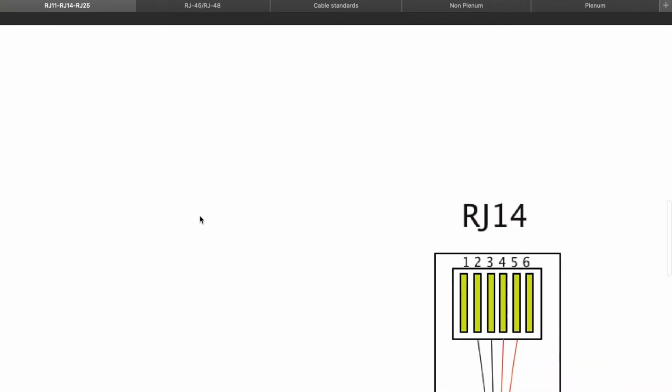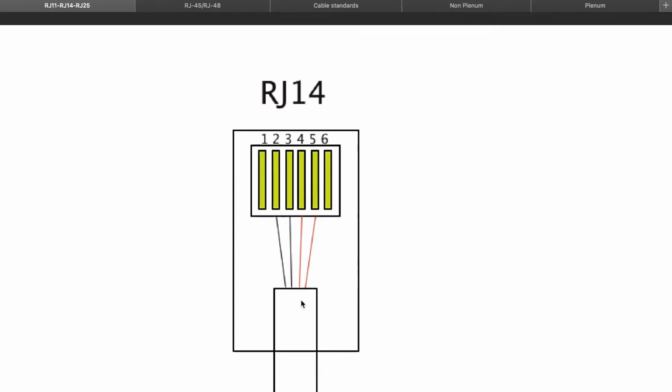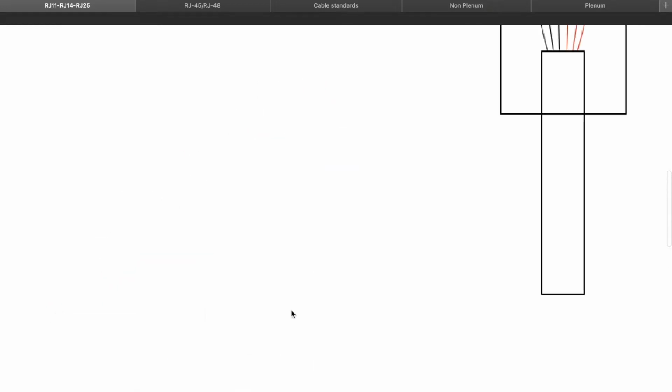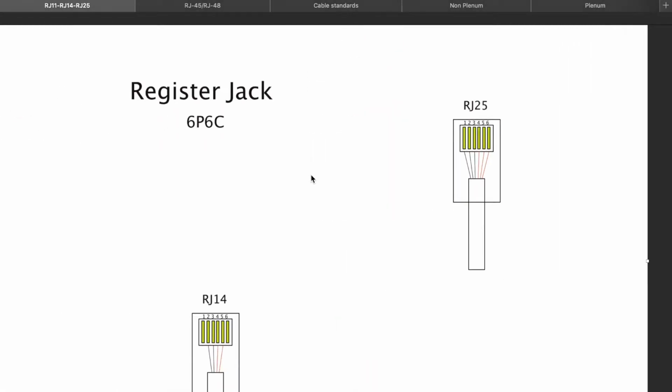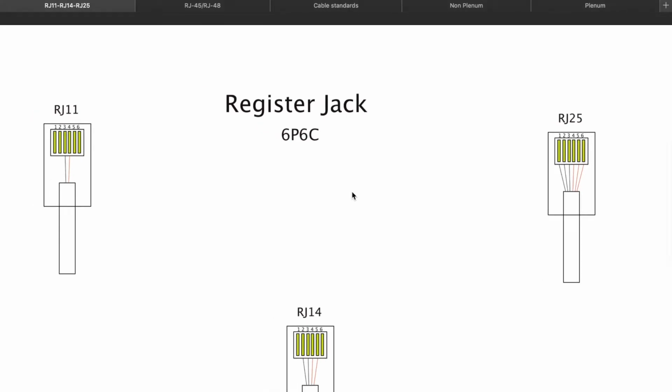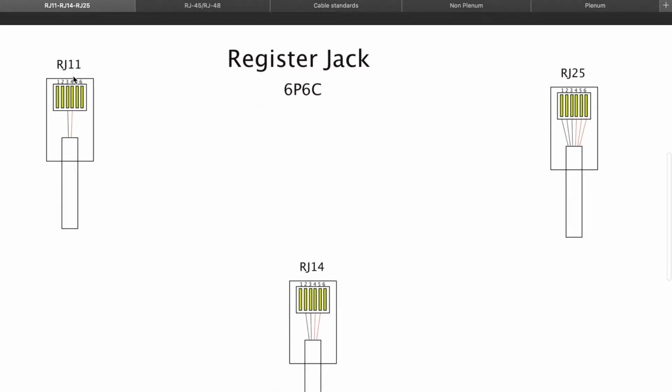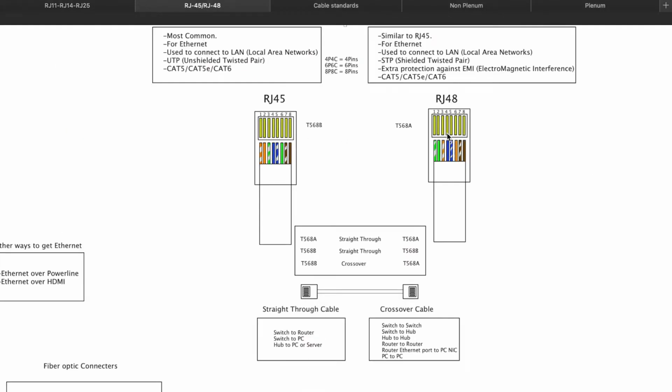On the RJ14, you have a negative wire going into pin 2 and a negative wire going into pin 3 and a positive going into pin 4 and pin 5. On the RJ25, you have 6 cables. The negatives going into 1, 2, and 3, and the positives going into 4, 5, and 6. These wire diagrams are used for phone lines. The RJ11 can carry 1 phone line, the RJ14 can carry 2 phone lines, and the RJ25 can carry 3 phone lines. Now let's take a look at the RJ45 and RJ48.